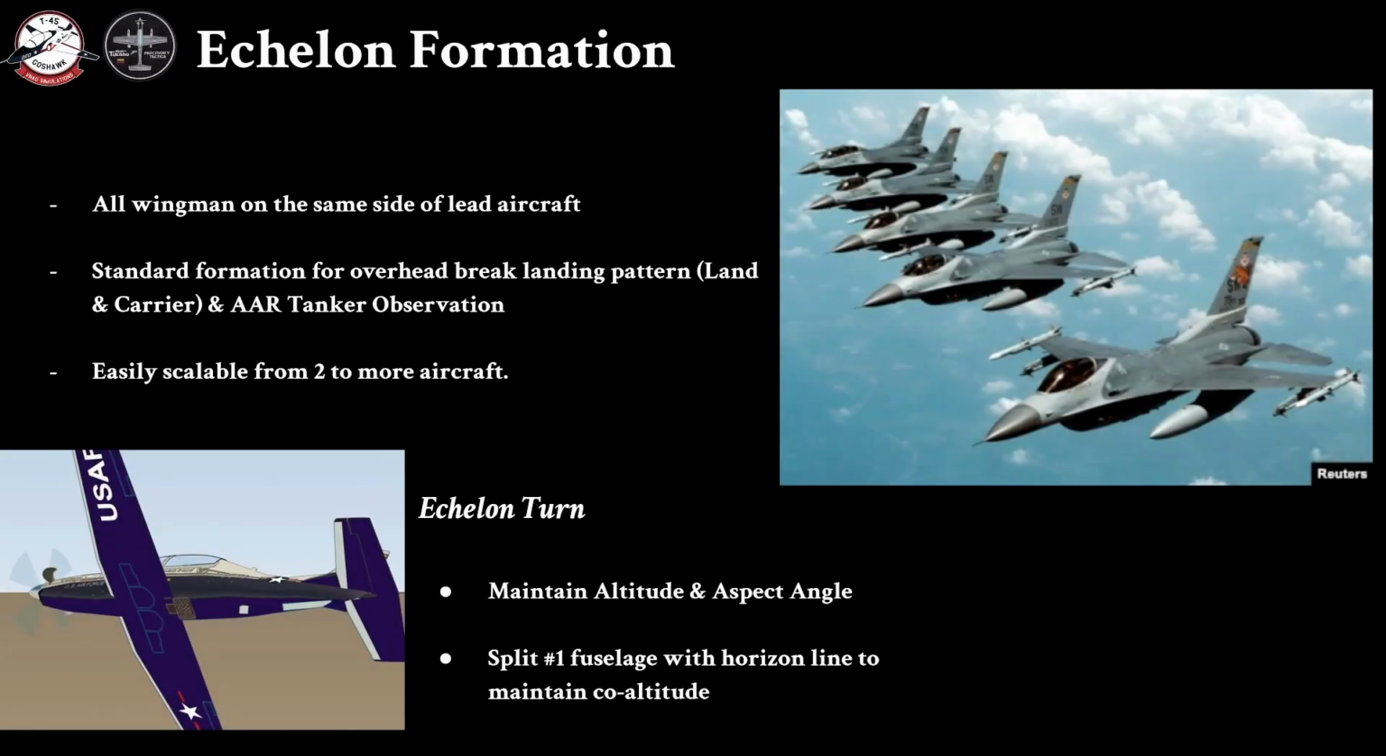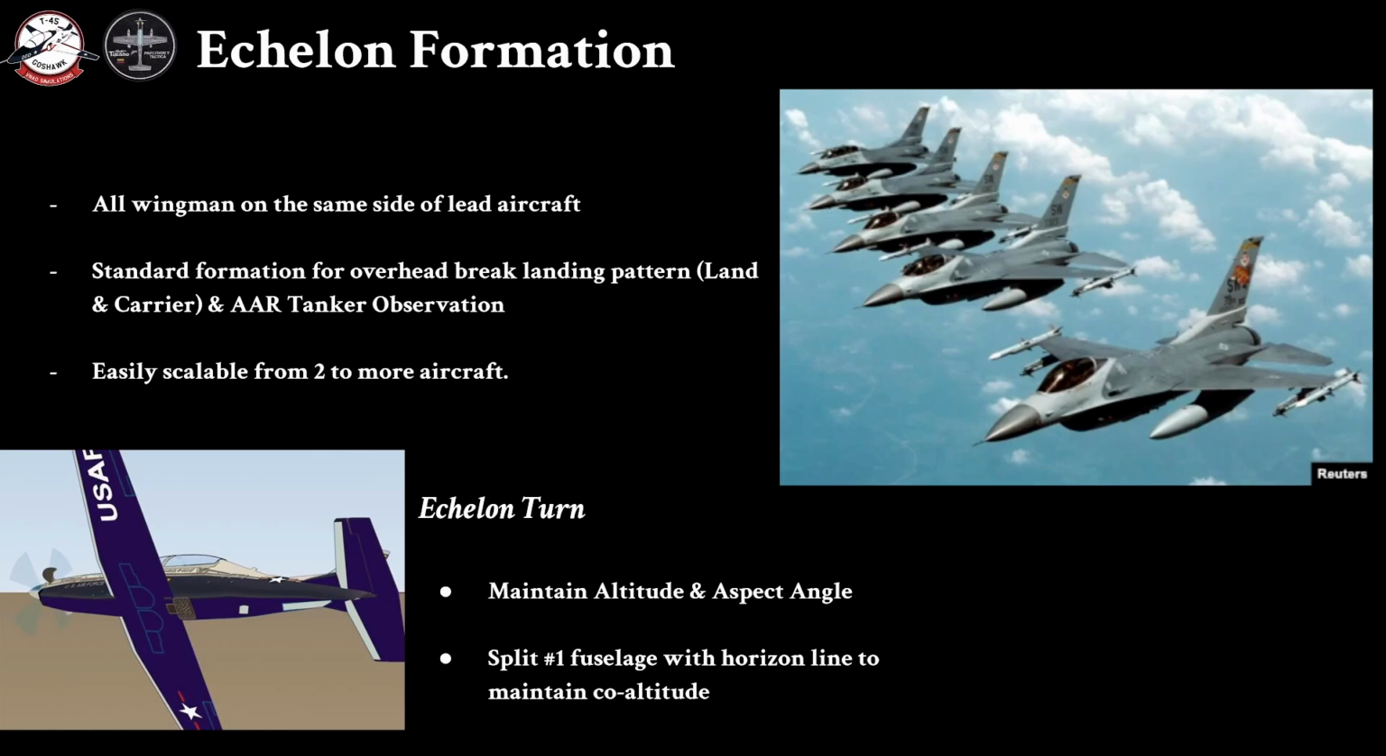Let's talk about echelon formation. Echelon formation is basically where all the aircraft are lined up on one side of lead, right? So it's echelon left or echelon right. This is the most standard one that you're going to find for AAR. So for air-to-air refueling, you're going to be in echelon formation, and then in overhead breaks. So when you're coming in to land as a flight, you're going to end up in echelon formation. It's easily scalable, meaning you can put 2, 3, 4, 5 aircraft on this. You just add them into the line, basically, right?